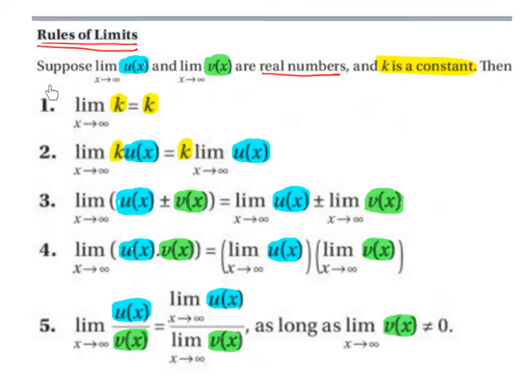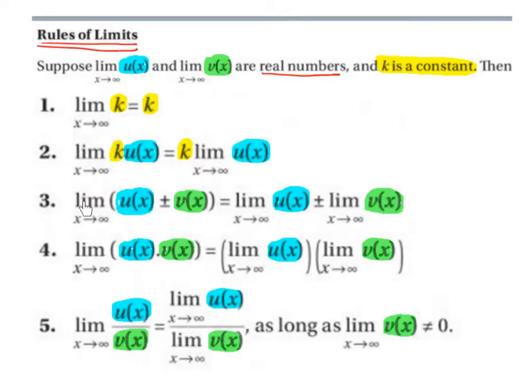Rules of limits. Suppose the limit of u of x as x approaches infinity and the limit of v of x as x approaches infinity are real numbers and k is a constant. Then the limit of k as x approaches infinity is equal to k. The limit of k multiplied by u of x as x approaches infinity is equal to k times the limit of u of x as x approaches infinity. So basically you can just take this constant and put it in front of the limit.